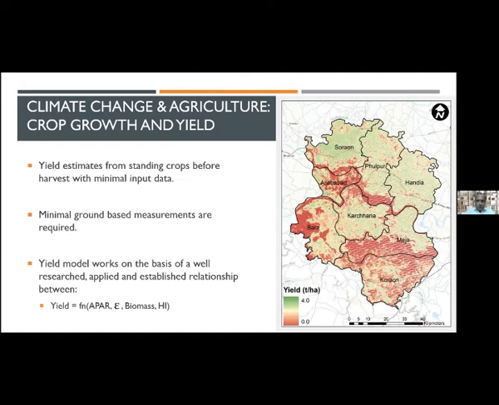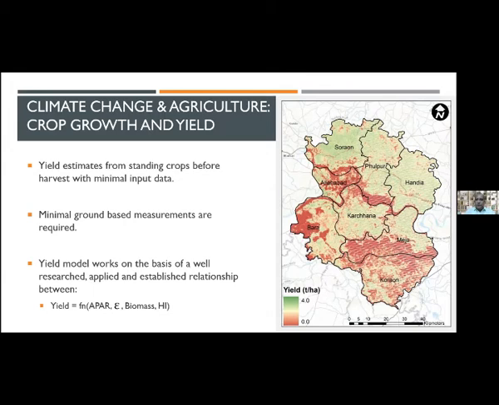There is the most common yield model, and you can find many yield models right now in various research papers. But the premise, or the fundamentals, of these yield models are based on a well-researched, applied, and established relationship with a term called APAR. What is APAR? A stands for absorbed photosynthetically active radiation.